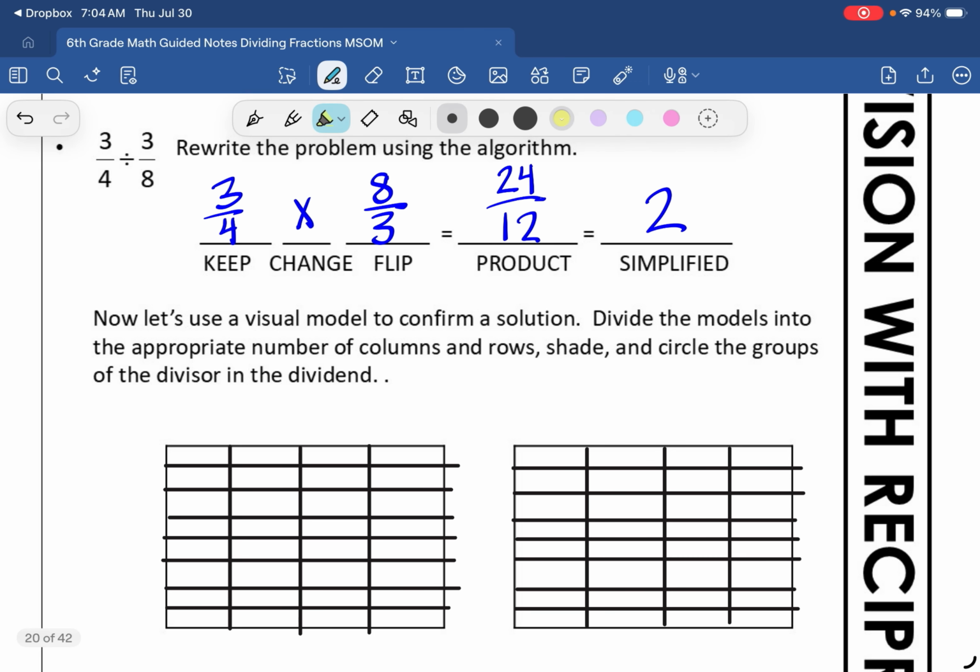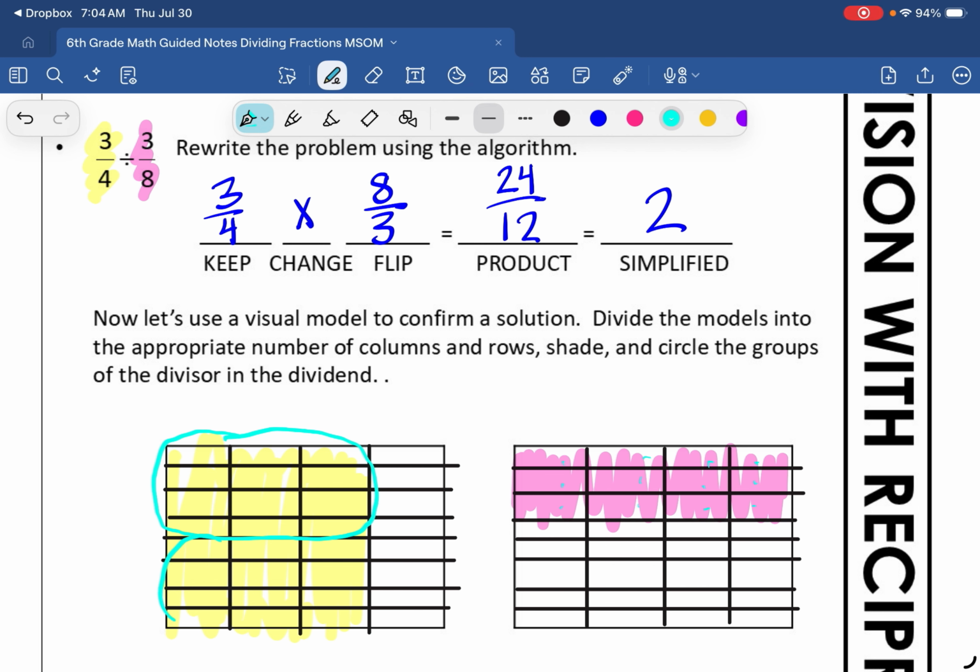All right, my dividend is 3/4. Let's show that on the first one. My 4ths are going vertically, so this will be 3/4. And 3/8: my 8ths are going horizontally, so we'll show 3/8 right here. So I want to see how many times the divisor goes into the dividend. My divisor is 1, 2, 3, 4, 5, 6, 7, 8, 9, that is 12 boxes. I'm going to circle 12 boxes on my dividend. There's one set of 12 boxes and another set of 12 boxes. So I have two sets.